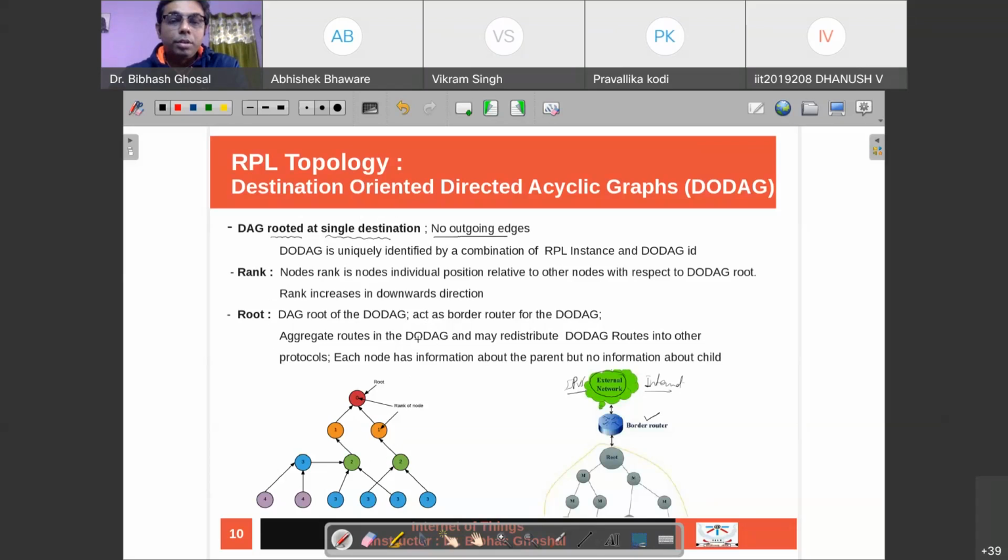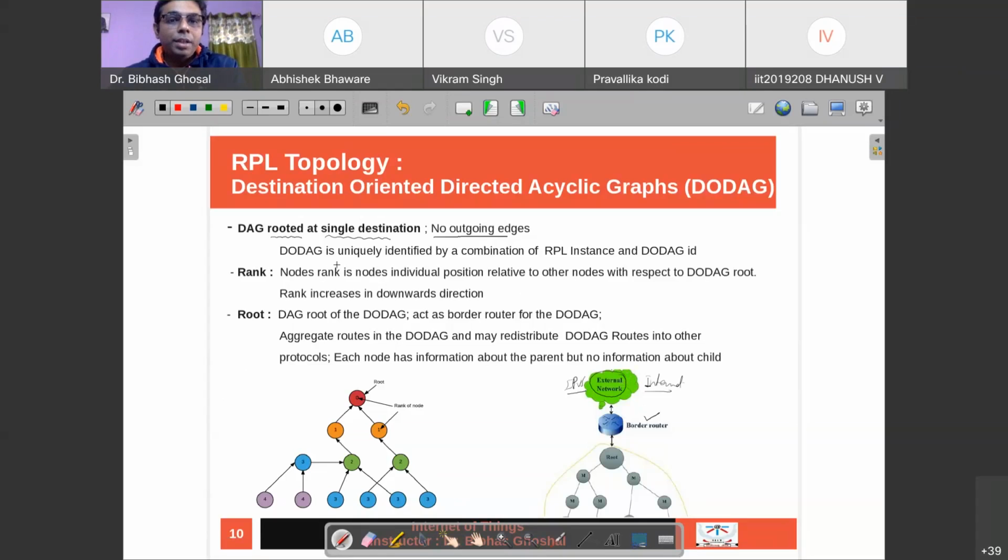So it's a directed acyclic graph, and it has no outgoing edges for this root. All the edges that come to the root are incoming edges, and this will finally transfer to the external network. So that's not part of the graph.